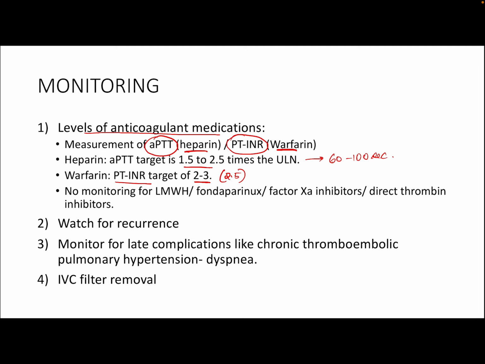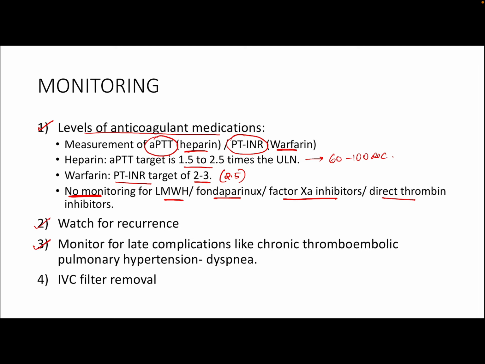And in case of low molecular weight heparin or fondaparinux or factor 10 inhibitors or direct thrombin inhibitors, you do not require any monitoring per se. And in case you really do want to find out if the levels are appropriate, you could go for activated factor 10A level. So that's the first point. The second point is to watch for recurrence. So the chances of recurrence of DVT and acute pulmonary embolism is maximum in the first 2 weeks after the episode. So you have to be very vigilant to make sure that recurrence does not happen.